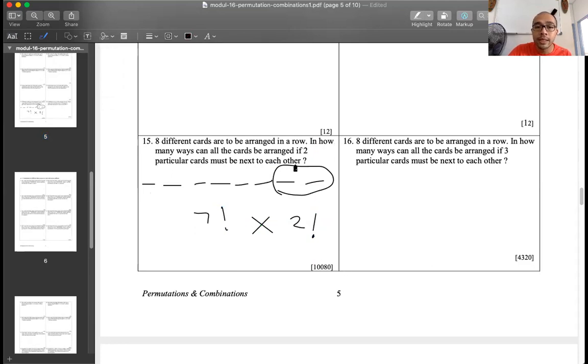Remember guys, if there are 2 things that must be next to each other, especially in permutations, group them together, but permutate on the inside, before you do the nPr or the factorial on the outside. Any more questions? If there are no more questions, let me see.